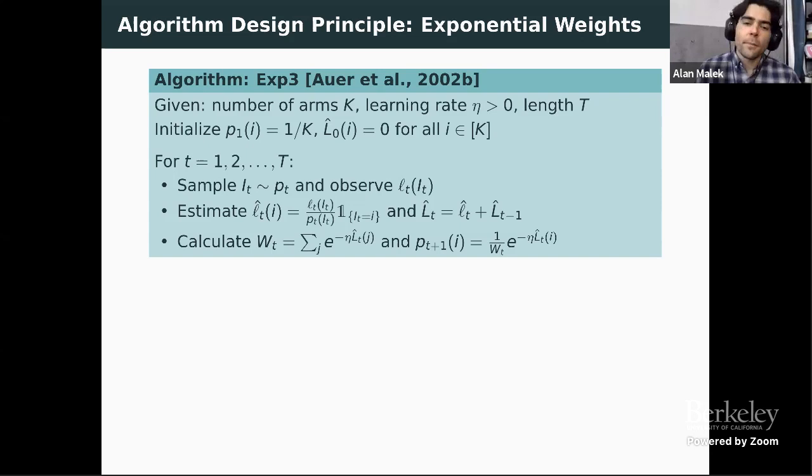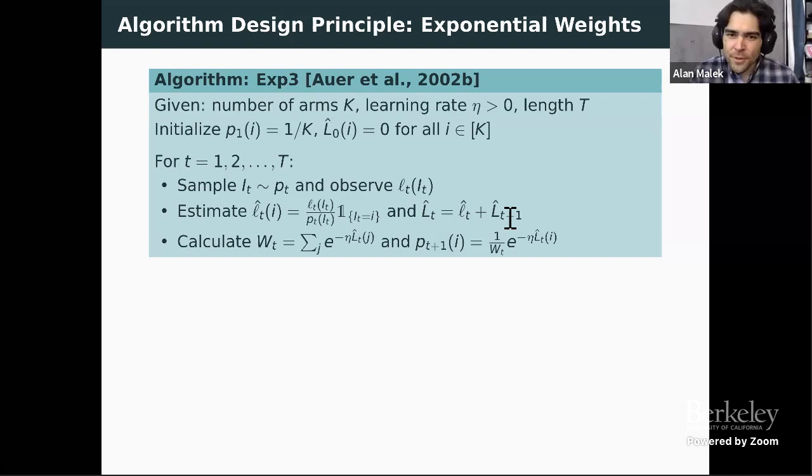And this L_t hat is just the cumulative loss estimates. And as you've seen for exponential weights, all it does is it plays arm i proportional to e to the minus eta times the cumulative loss. But in this case, it's the estimated cumulative loss. And W_t is your partition function, or what you need to get these probabilities to actually sum to one.